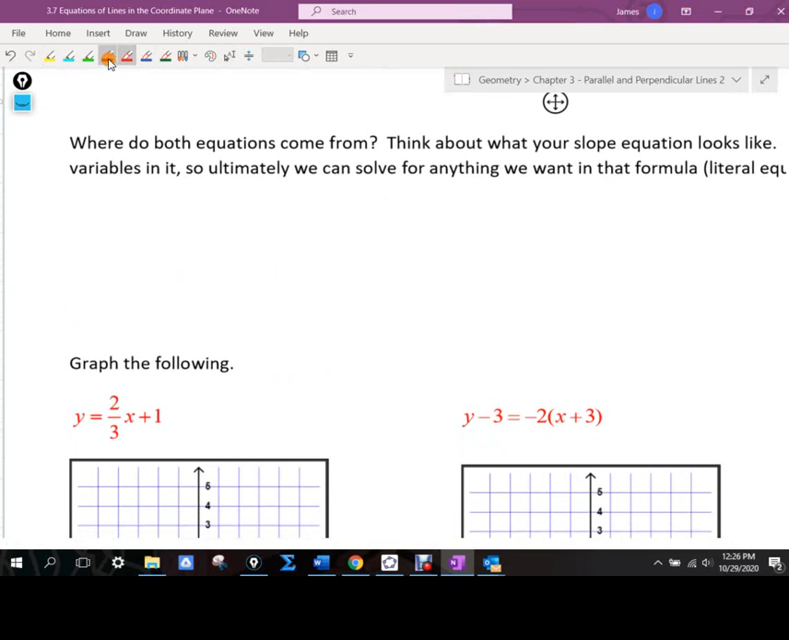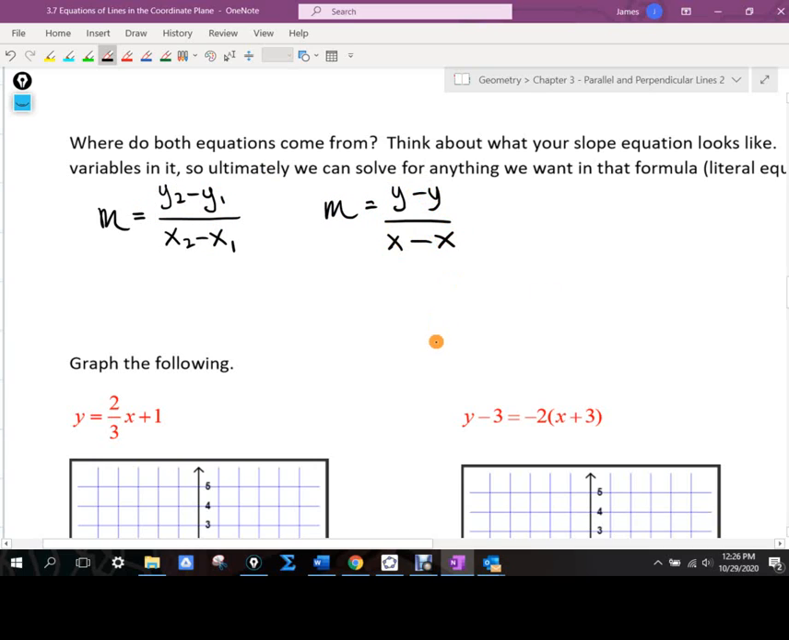Think about this. Slope is what? What's the formula for slope? Slope is y2 minus y1 over x2 minus x1. Do you guys agree with that? Okay. Now, when I'm dealing with slope here, all these subscripts are a way for me to talk about different y values and different x values, right? So if I just said y minus y over x minus x, that's kind of confusing, right?